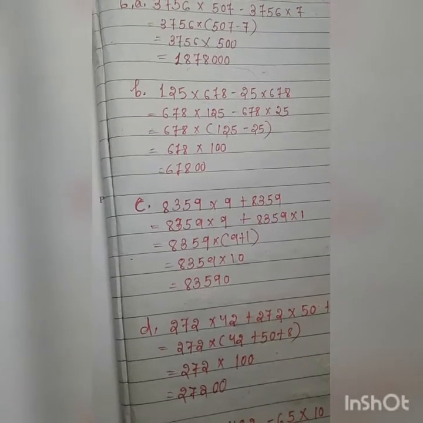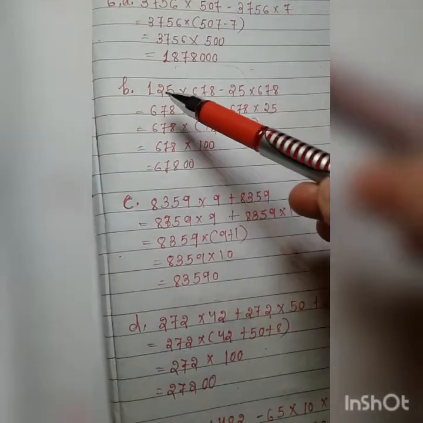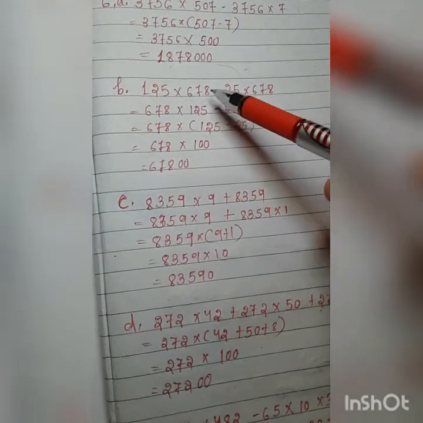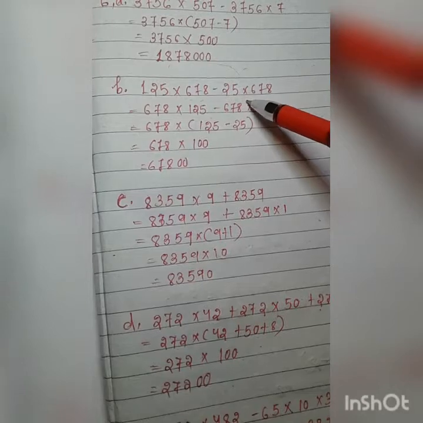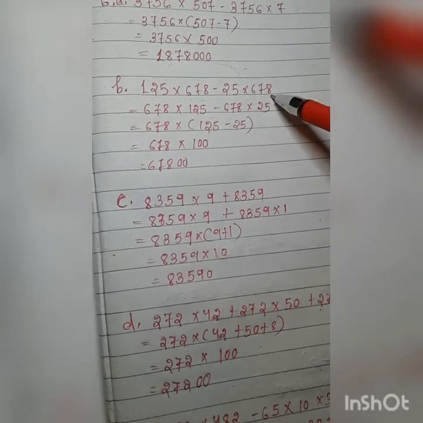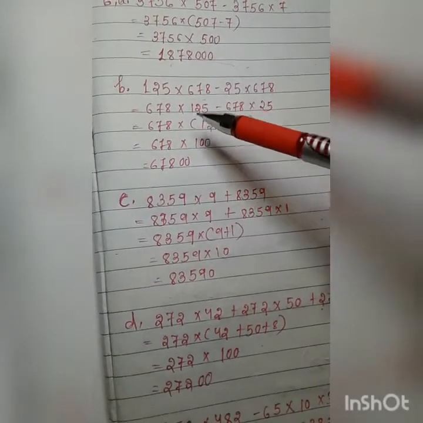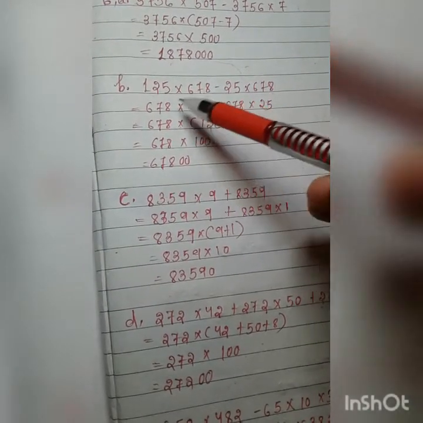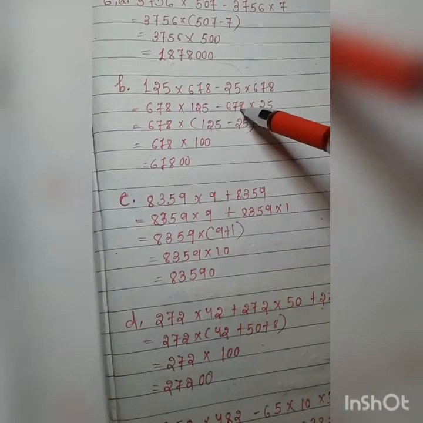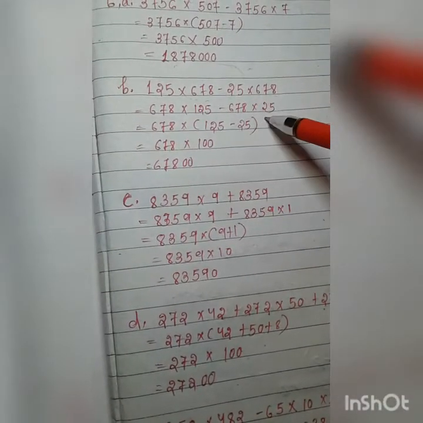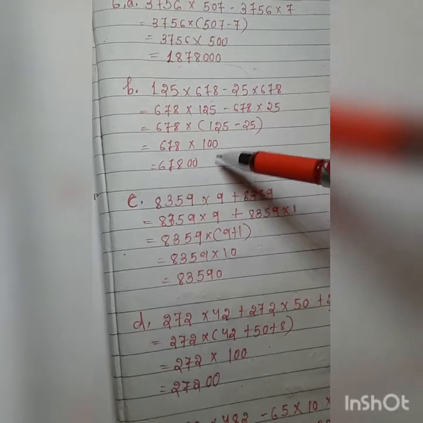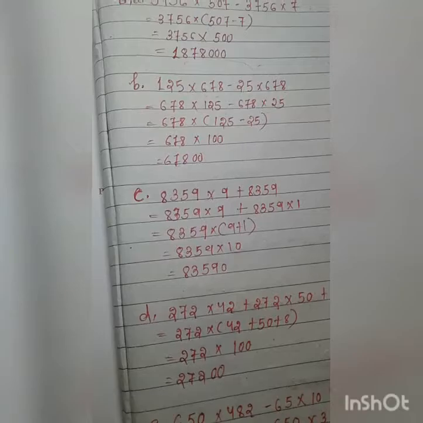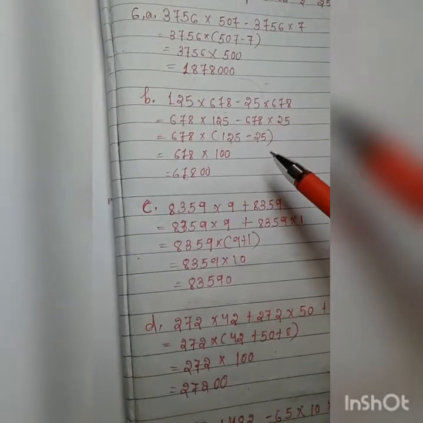Then comes to B number. 125 multiply 678 minus 25 multiply 678. Here also do the same. But first you write properly. This number you write first. Here also you write first. Means you arrange them properly first, then you do multiplication or whatever you do. Then put properties. Clear, children? A and B.